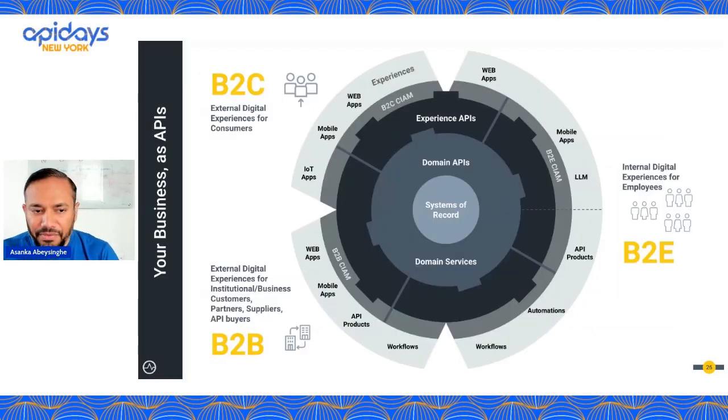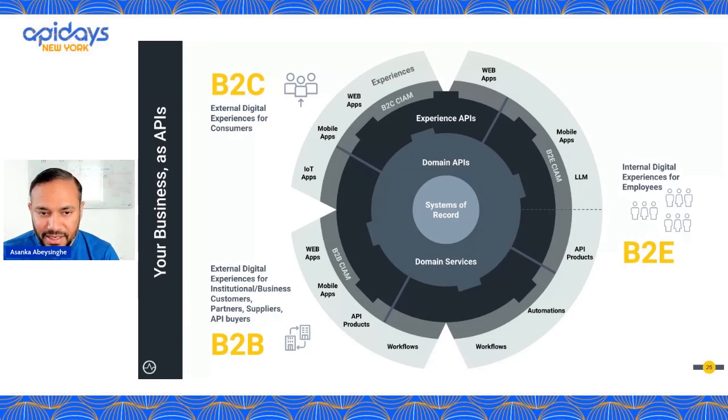So this is a common view of how APIs are used in modern enterprises. You have your system of record layer. Around the system of record layer, you have domain APIs and domain services. And then if you need to augment the domain APIs, you can have experience APIs. Then you have these various channels: web apps, mobile apps, LLM, API products, workflows, and so on, that can deliver these digital experiences to your end users.